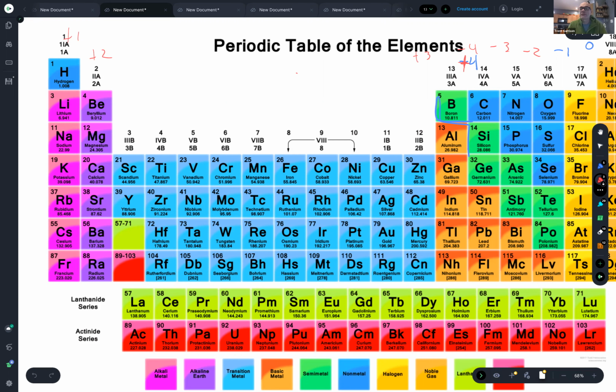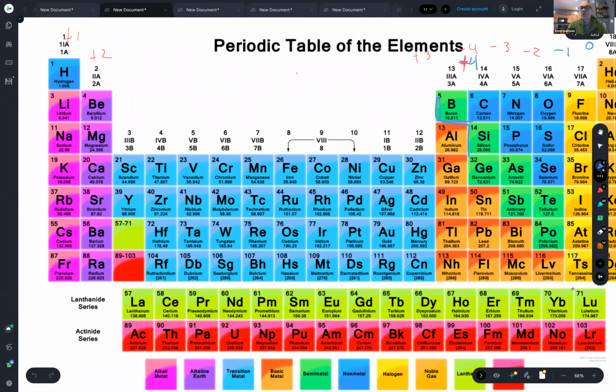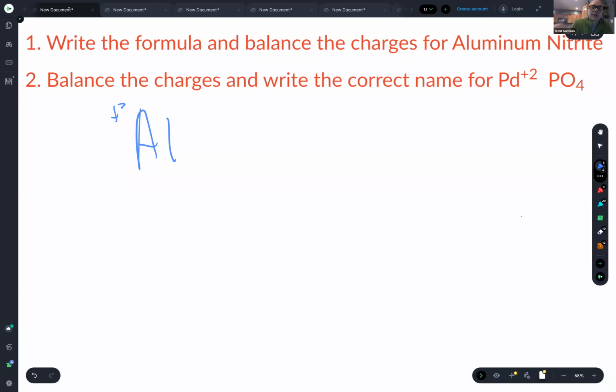Jump into it. So this first one is aluminum nitrite. Now, aluminum in and of itself, not a problem. Al, we've worked with it now for a couple of days, and we know where it's located, and it has a charge of +3. So +3 is the charge for this aluminum. So I'm going to put that on my aluminum.